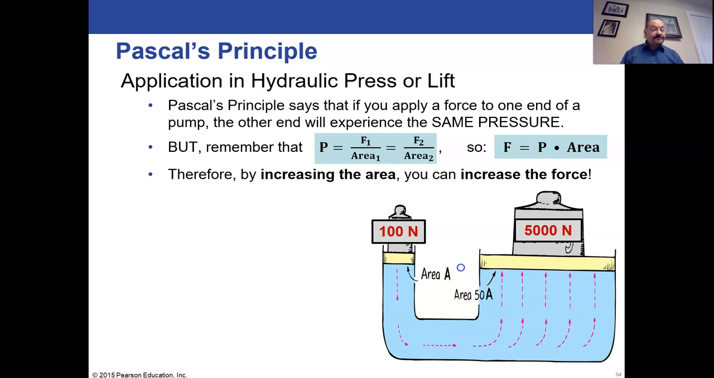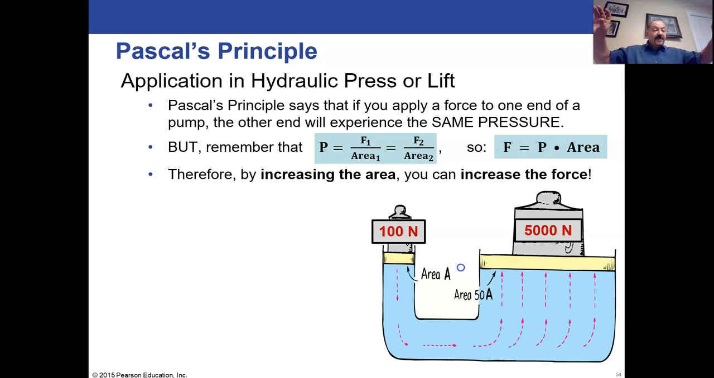And as a result, I increase the area, I increase the force. And that's a direct consequence of this formula. If I rearrange the pressure equals force over area equation to look like the one on the right, force equals pressure times area, you'll notice if pressure is the same, force is directly proportional to area. If I bump up the area, I will bump up the force as long as P is the same. And Pascal says, hey, P is the same on both sides.